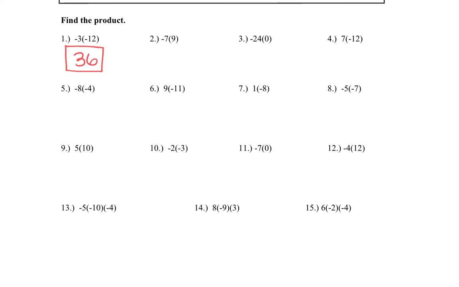Number 2, we have different signs. One is positive and one is negative. That means my answer will be negative. On number 3, anything times 0 is always 0. It doesn't matter if you multiply by a positive or negative. Since 0 can't be positive or negative, the answer is always 0. On number 4, you'll notice that we have different signs, a +7 and a -12. So my answer will be -84.